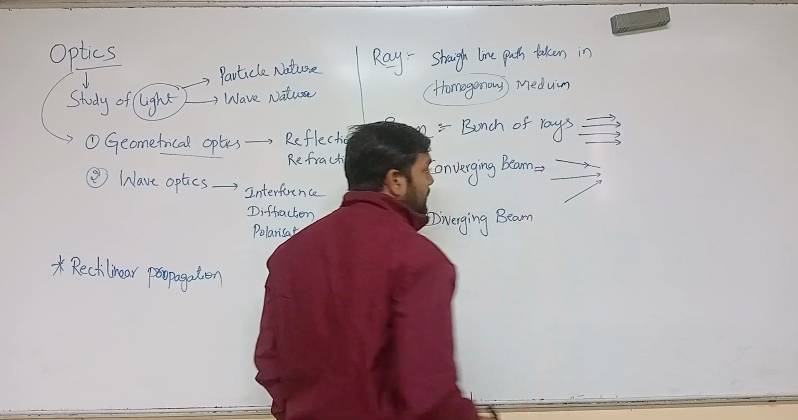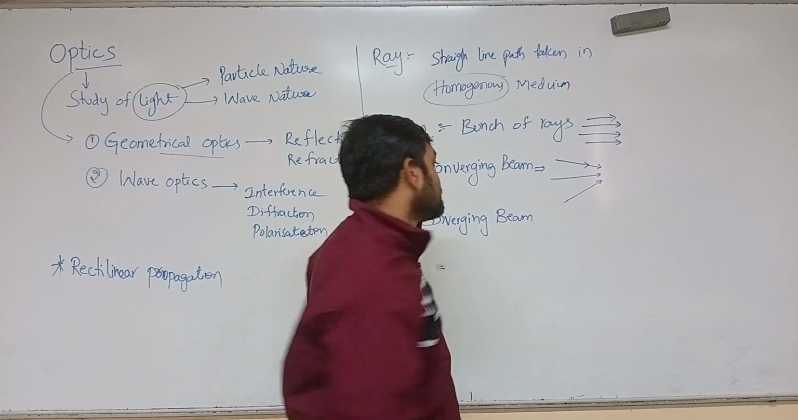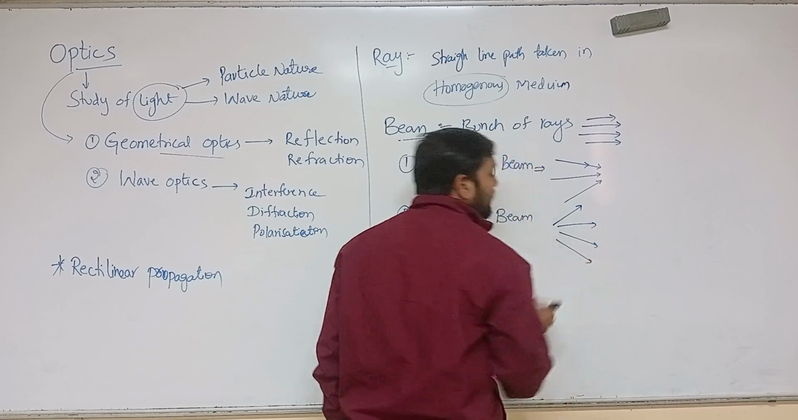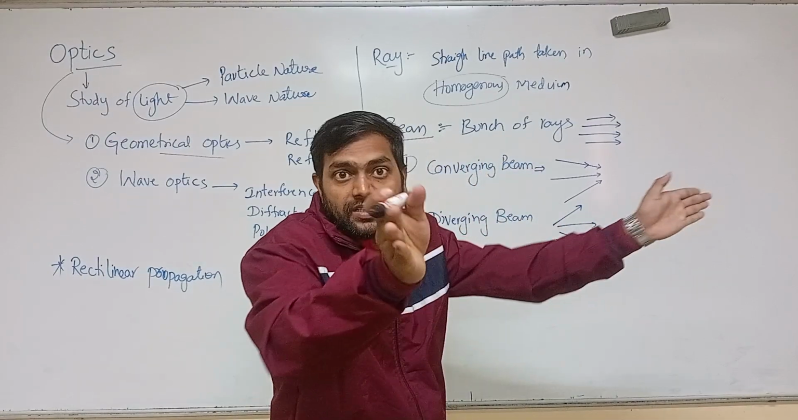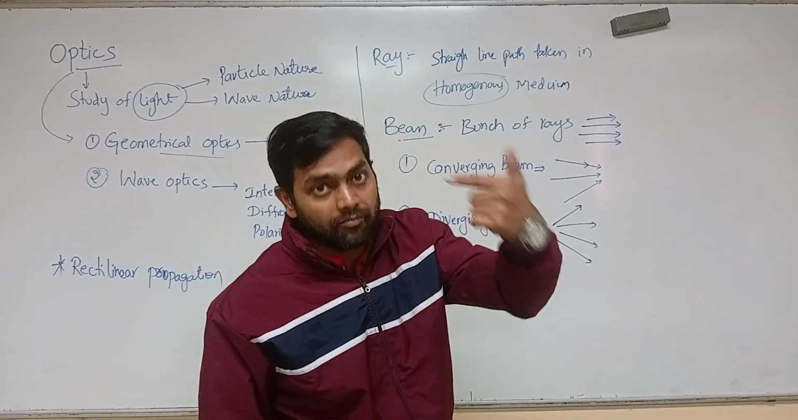What is a diverging beam? The rays which move away from a point. That means let us take this direction. So here what happens? The rays are diverging. They are moving away from this particular point. So we can say that is a diverging beam.